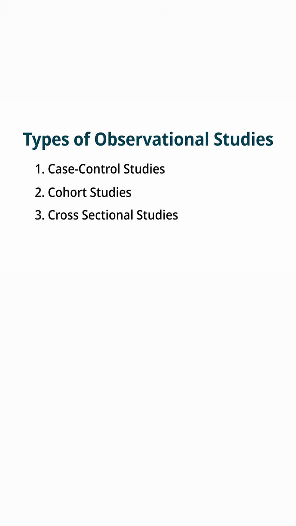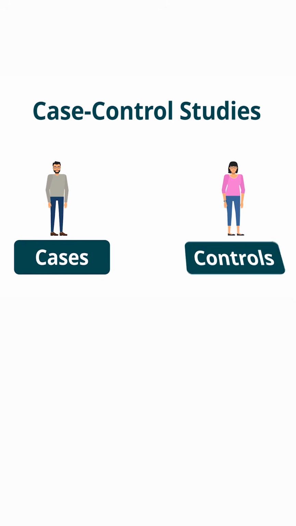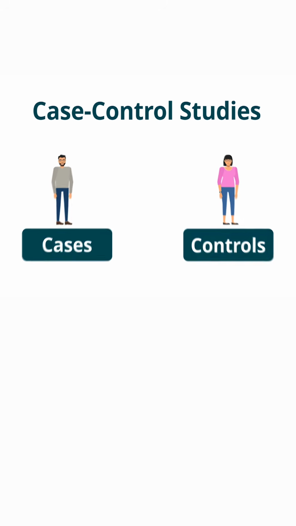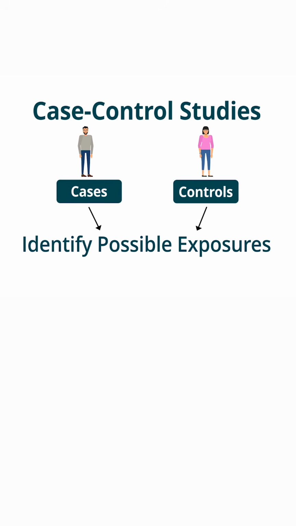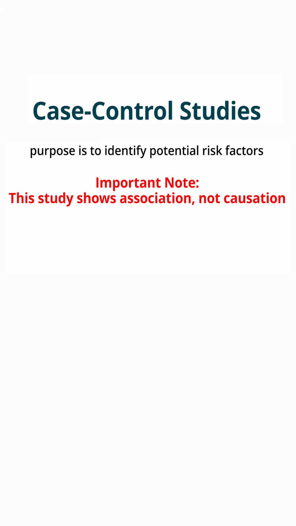Let's explore three major types: case control studies, cohort studies, and cross-sectional studies. A case control study compares people who already have a condition, called the cases, with people who do not, called the controls. Researchers then look backwards or retrospectively to identify possible exposures that might be linked to the condition. The main purpose is to identify potential risk factors. It's important to note this study shows association, not causation.